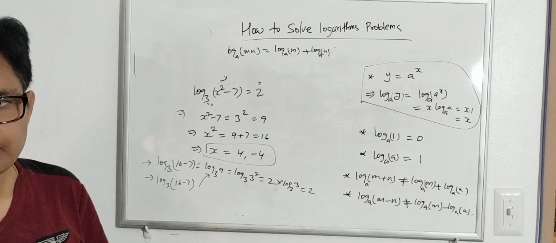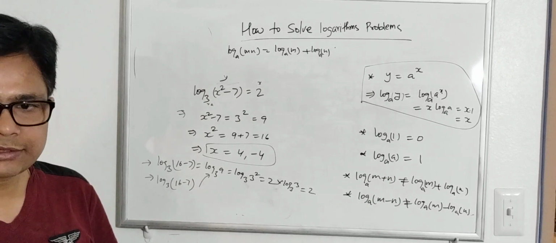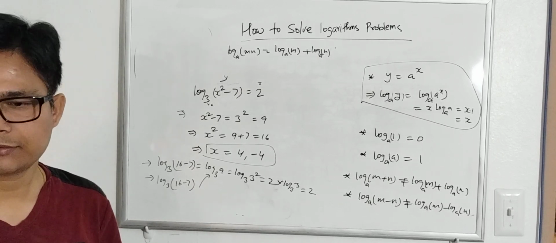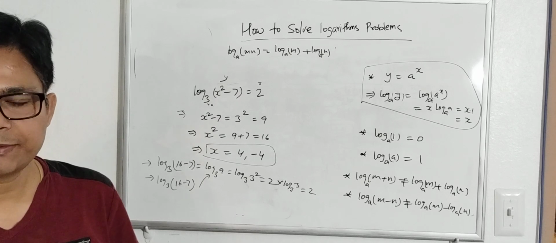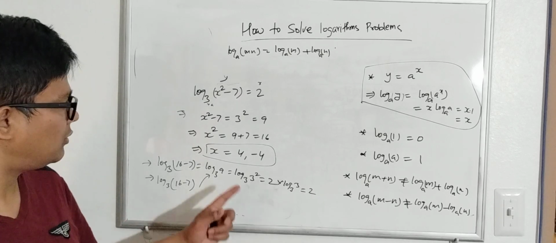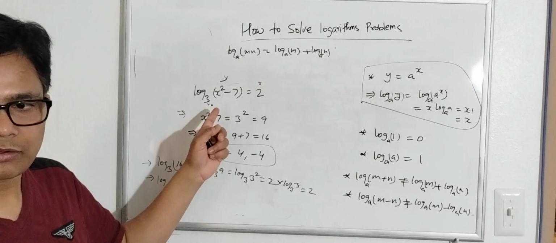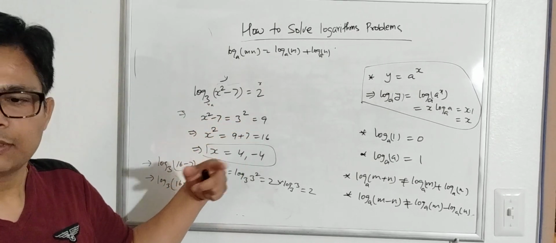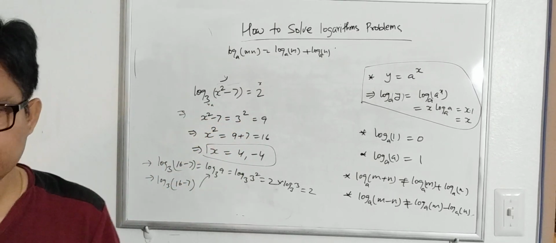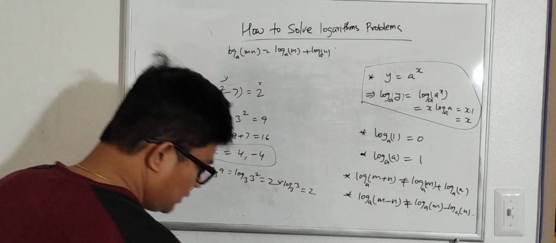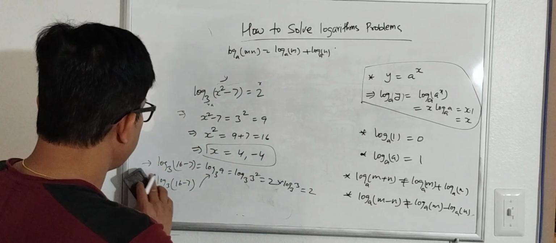If you're getting a negative number by putting in some of those solutions, then you can discard those solutions. Those should not be the answers. Only the values which do not make the expression negative, like log of a negative value or log of 0, will be your correct answers. So this is one type of question.